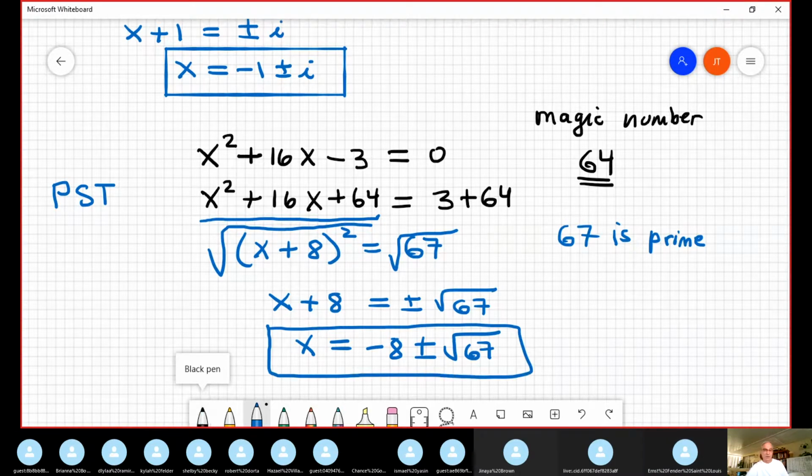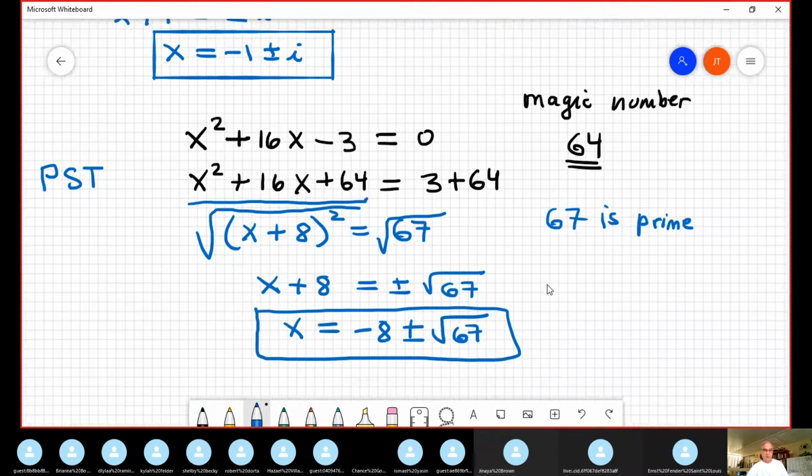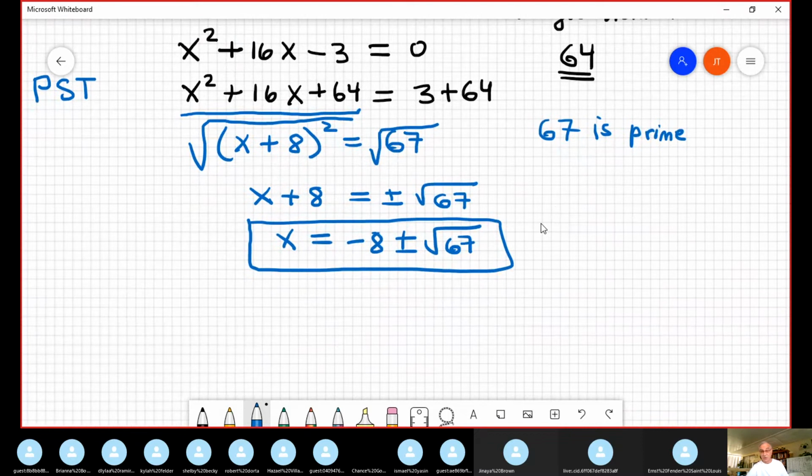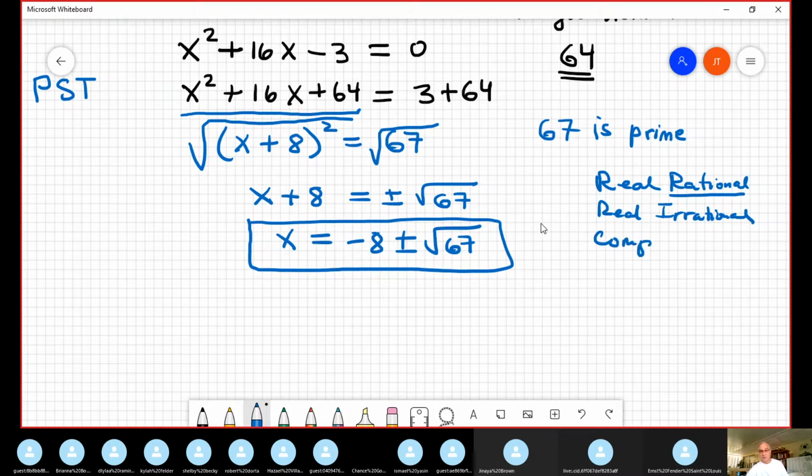You can see, guys, sometimes the solution of the quadratic equation may be real rational. Rational means fractional or decimal. Real irrational. In this case, irrational, square root 67, because it's the square root of a prime number. Or complex. We have complex numbers. We have 3 possibilities.